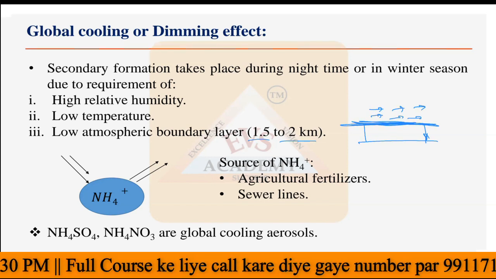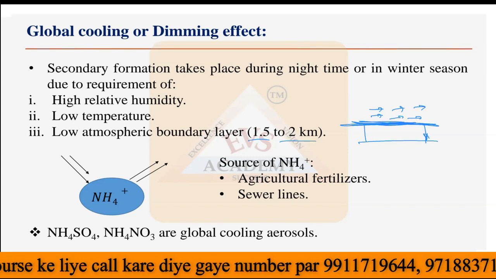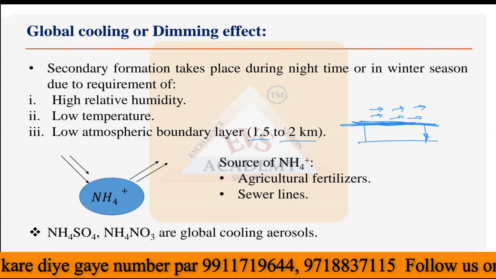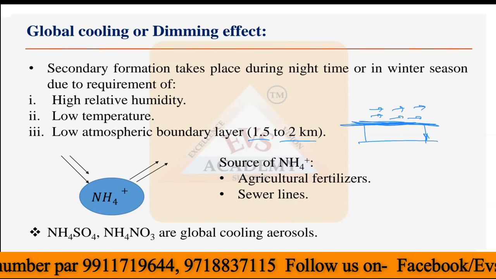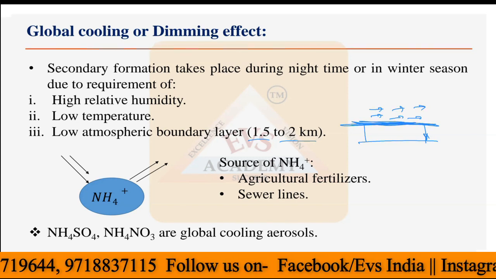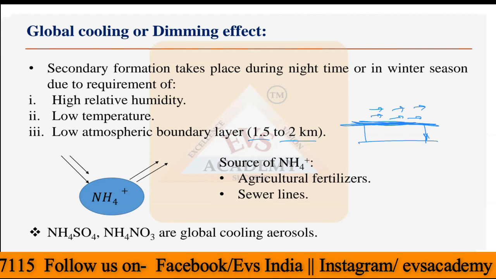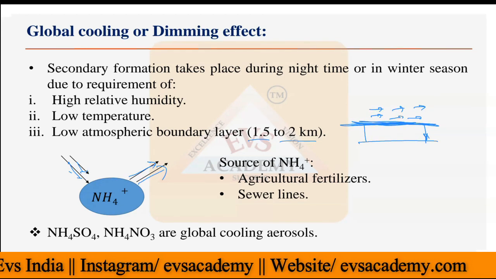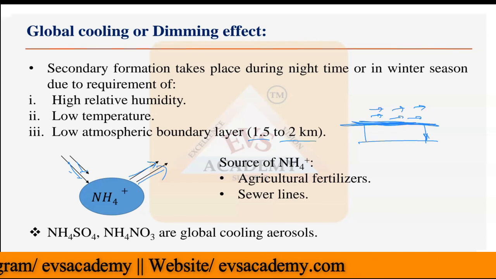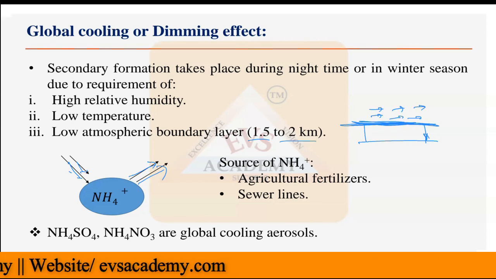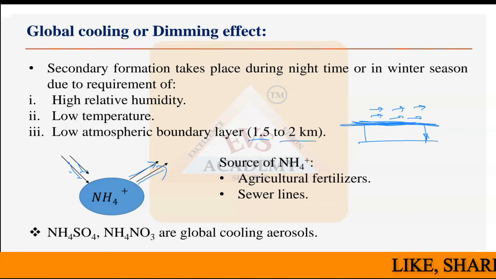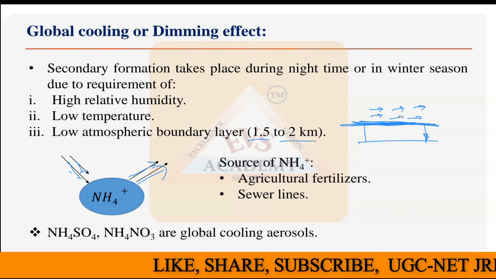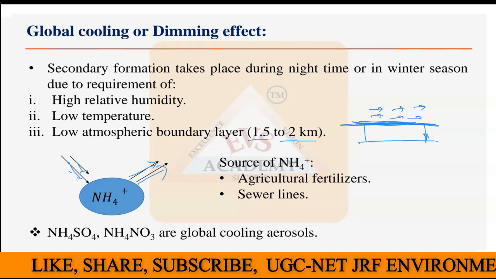Then the source of ammonia here. Ammonia is also a kind of secondary aerosol particle which is formed in the atmosphere, and the behavior of this NH4 plus ion is the same as the NO3 minus ion. It means it will also reflect a good amount of solar radiation into space and cause the global cooling phenomenon. These NH4 plus ions come from agricultural fertilizers, and also from the sewer lines in urban areas. Both are a good source of NH4 plus ion particles.